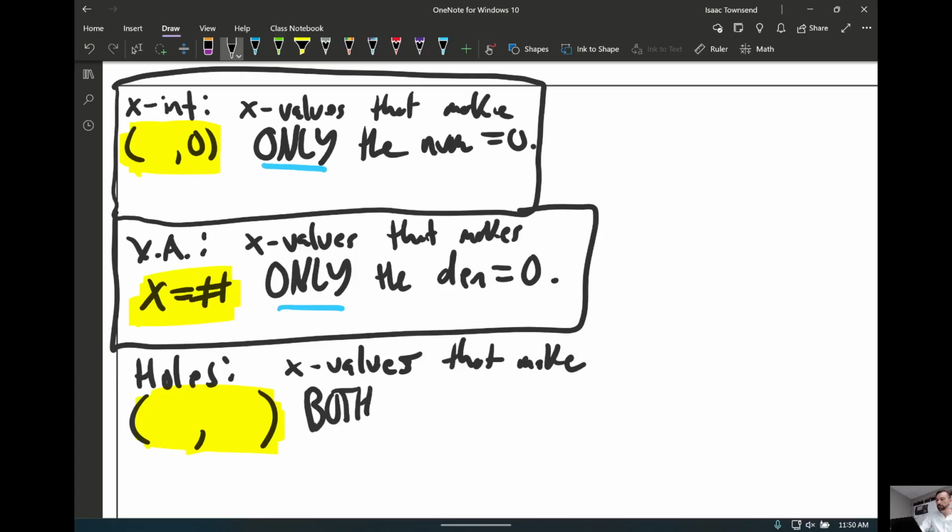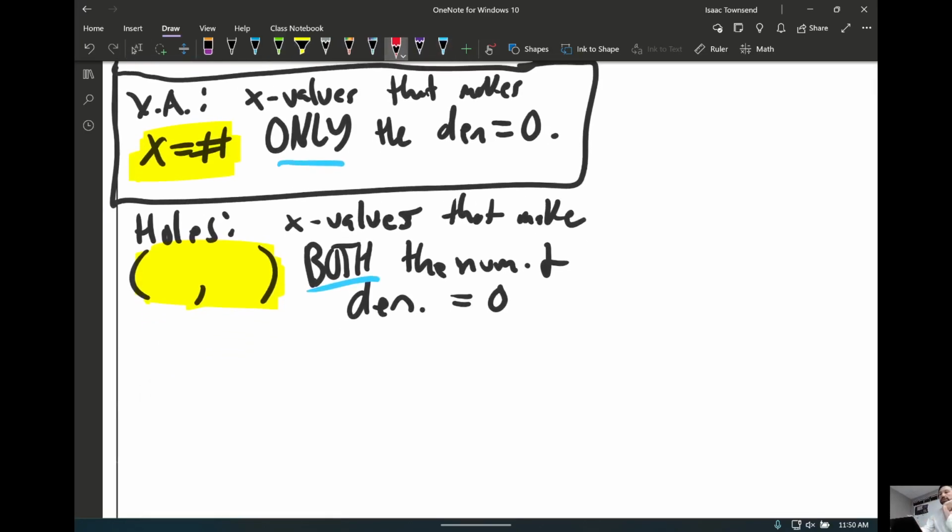that make both the numerator and denominator equal to 0. So the keyword in that is both. Because if it only makes the numerator 0, it's something else. If it only makes the denominator 0, it's something else. It's got to be both to be a hole.